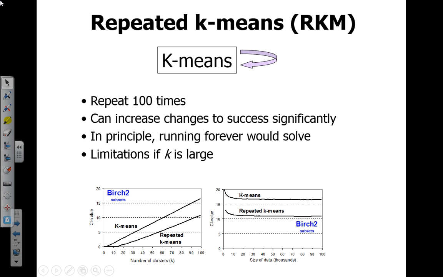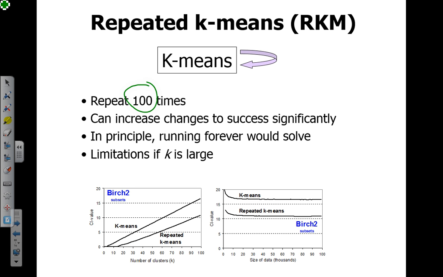So the second way of improving is simply repeating k-means. Here I use 100 times. We could use 10 times, 1,000 times, or just run as long as you have time. If you have plenty of time, let it run overnight, for 8 hours, 10 hours or whatever, and see what comes out. Yes, and it can increase the chance of success. And if we continue forever, then eventually it will solve it.